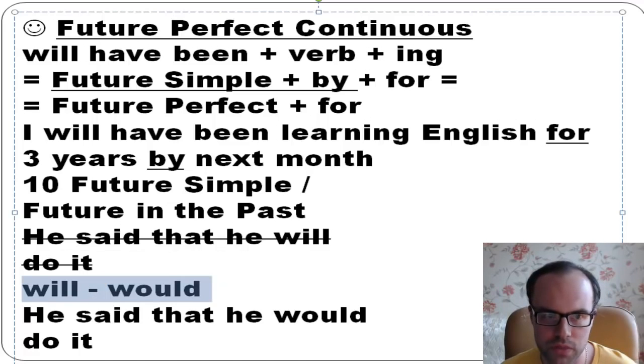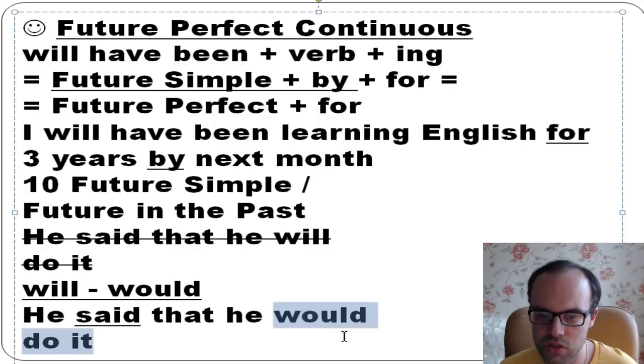Please remember, if the first action is about the past, and you want to talk about the future, like in this situation, we need to change will to would. He said that he would do it. He said that he would come. He said that he would listen to you, and so on. I knew that it would happen. So we use past simple, and then we need to use would plus verb.